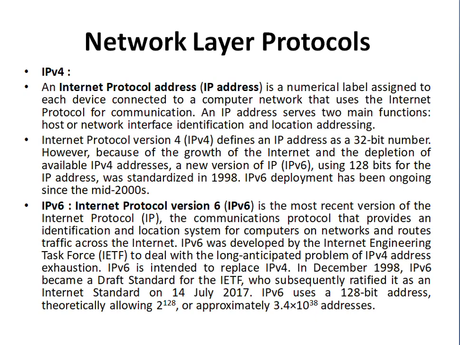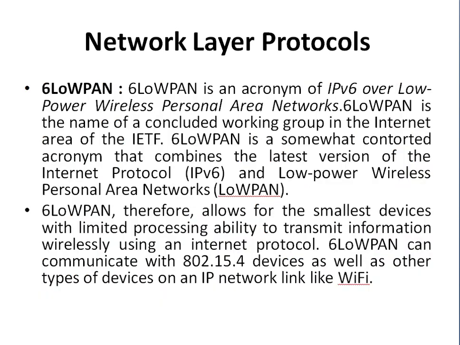The IP address serves two main functions: host or network interface identification, and location addressing. Version 4 is defined with 32 bits. Version 6 uses 128 bits. IPv6 was standardized in 1998, with development ongoing since 2006, and was an Internet standard in July 2017. It has a theoretical address capacity of approximately 3.4 times 10 to the power of 38 addresses.